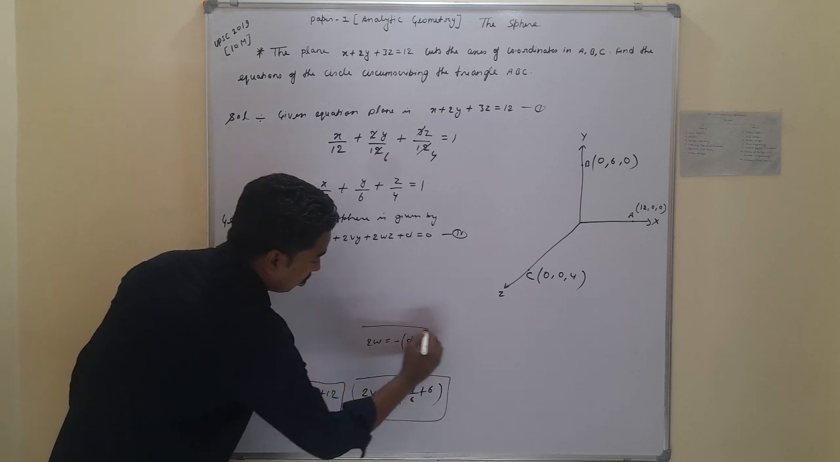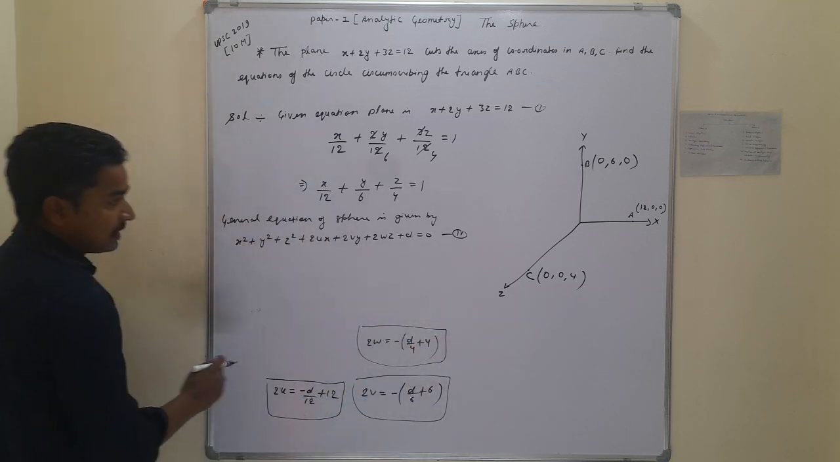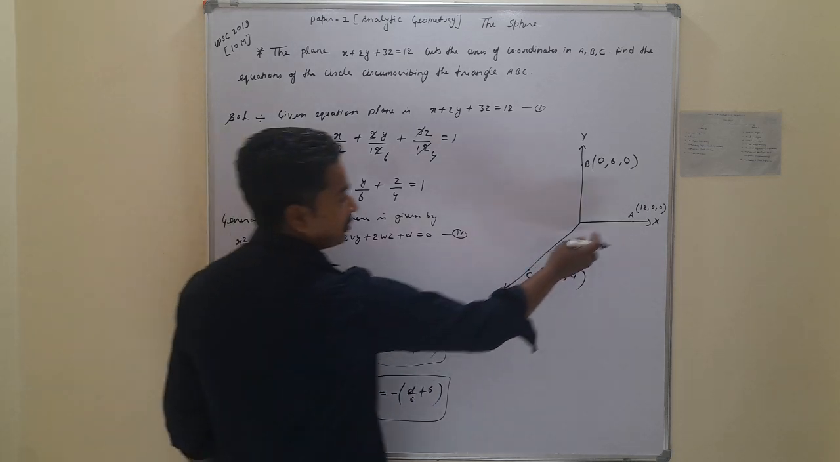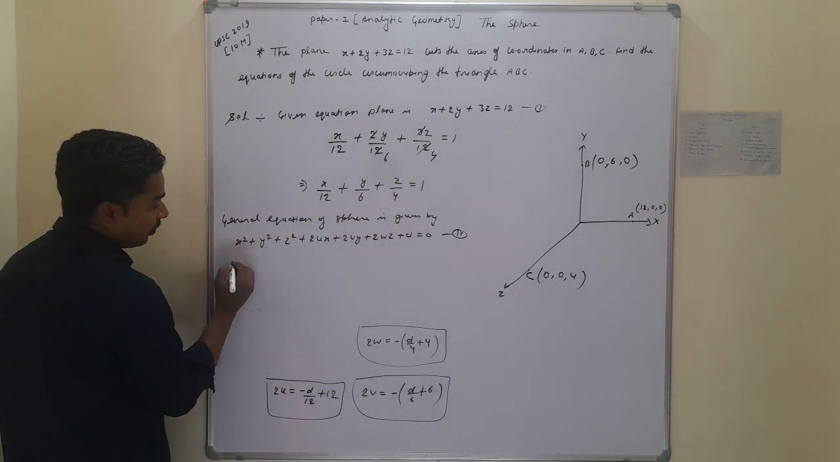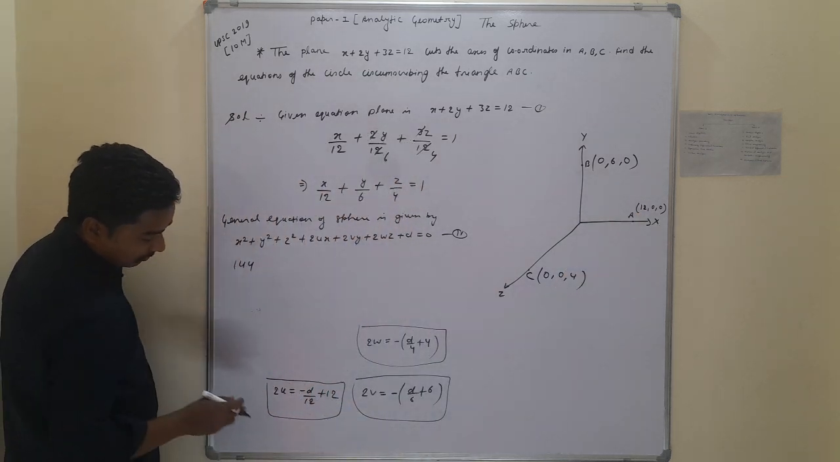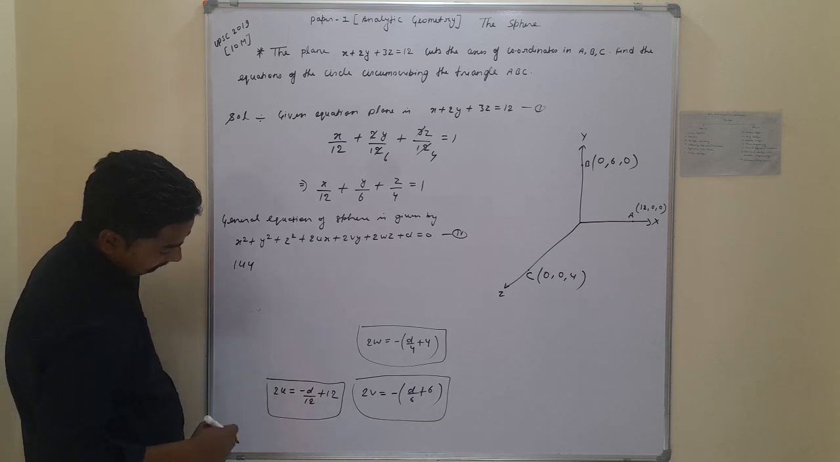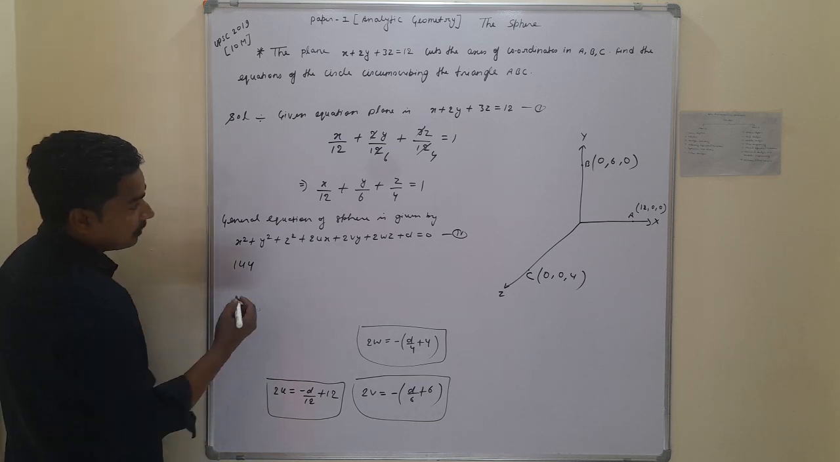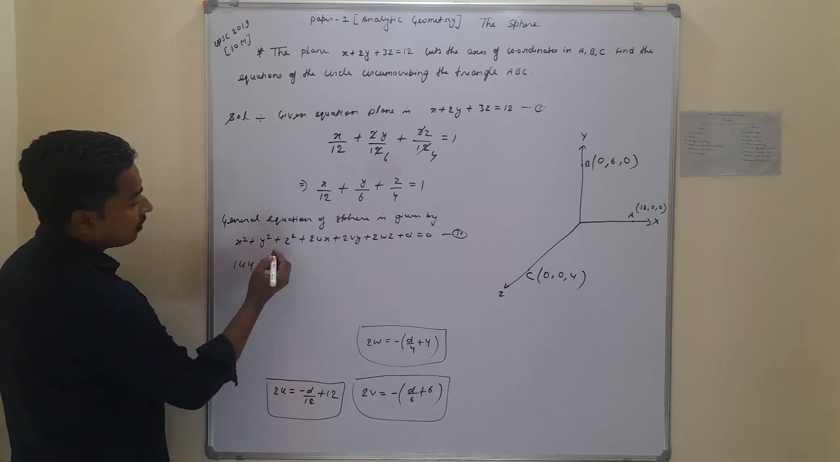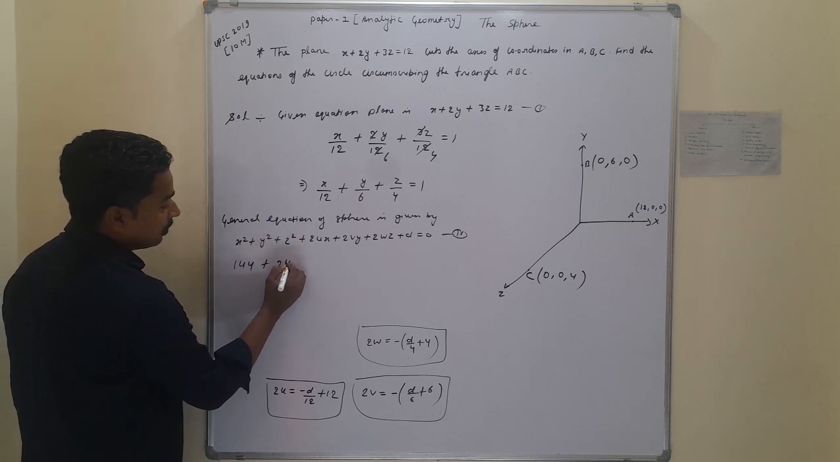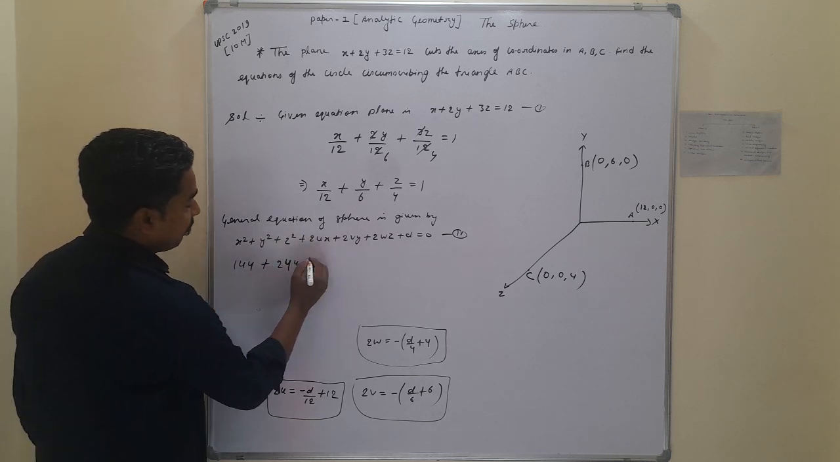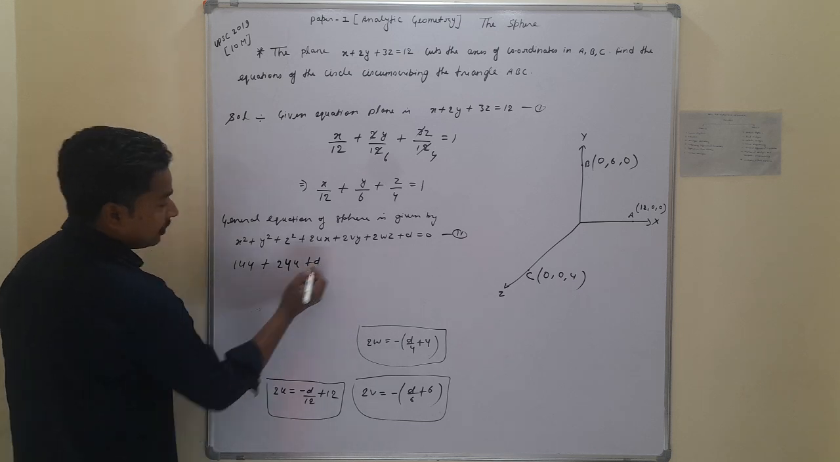Once again we have to check for the x axis. The coordinates on the x axis are 12, 0, 0. From here we put in 144 and check: 144 plus 24u plus d is equal to 0.